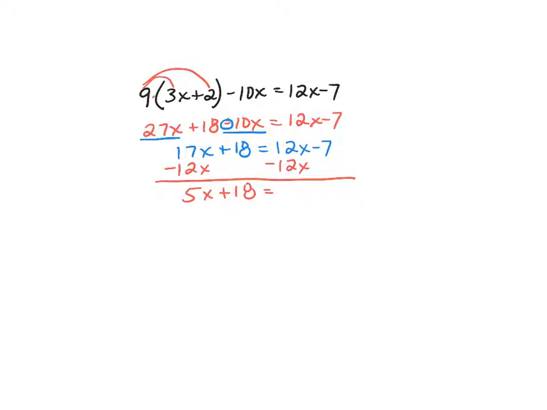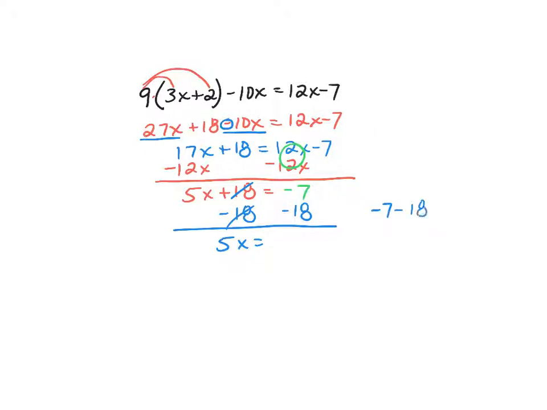On the right-hand side, and once again, this is where sometimes people make a mistake. Please be careful with this. Remember, 12x subtract 12x gave me a 0. 0 subtract 7 gives me a negative 7. I still need to work on getting that x by itself, so I'm going to subtract 18 from both sides. On the left-hand side, the 18's cancel. I'm left with 5x. On the right-hand side, negative 7 subtract 18.